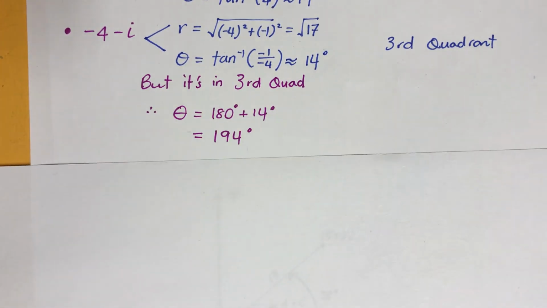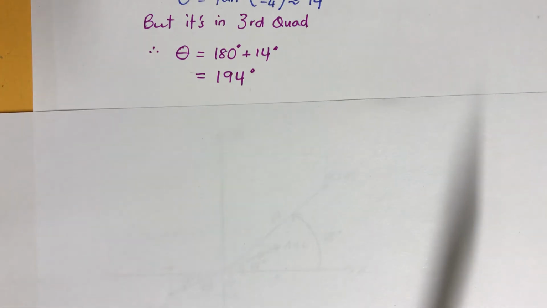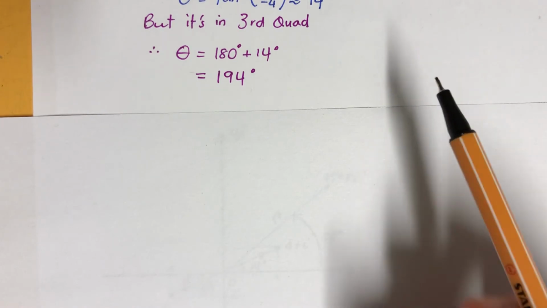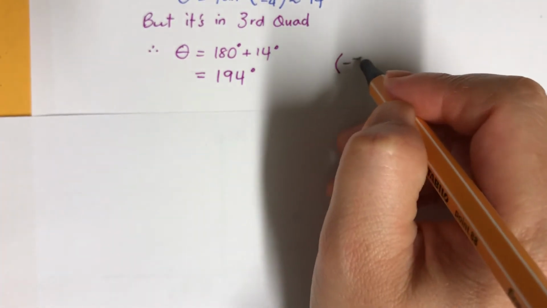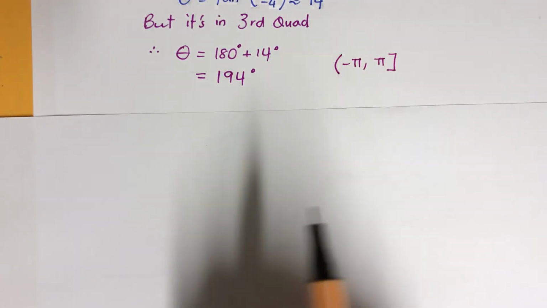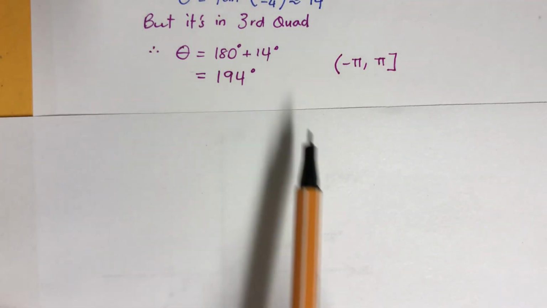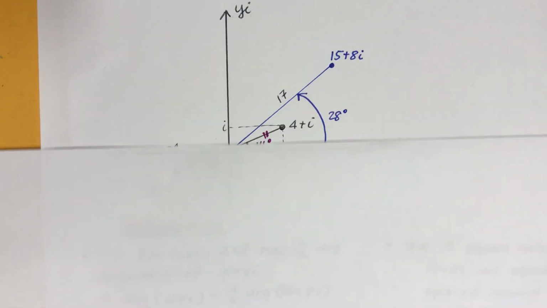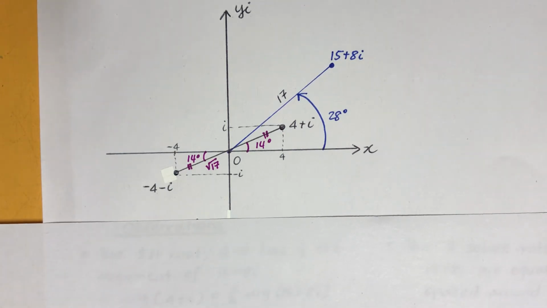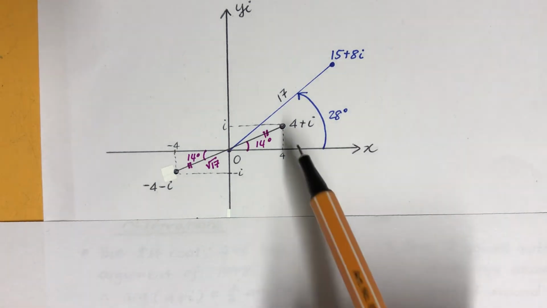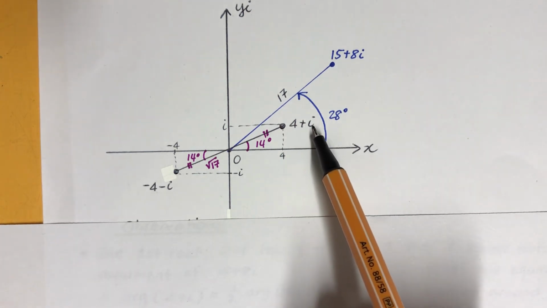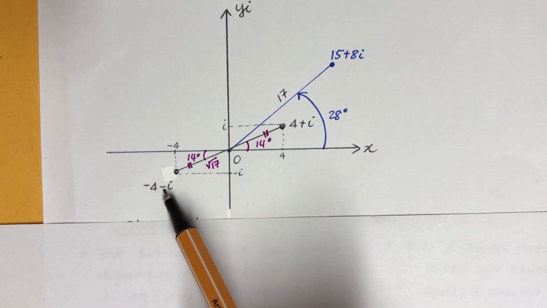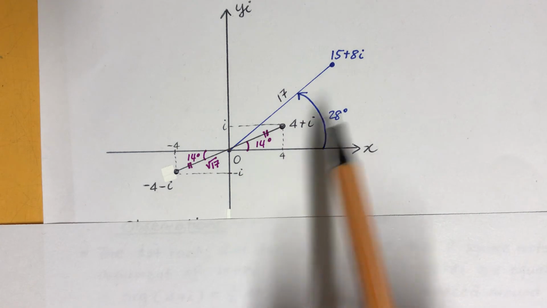So we need to change that into 194 because if you think about the principal argument, it's going from minus pi to pi. So we need to change that, and it's in the third quadrant. And if I do sketch this, something like this. So my first root is 4 plus i, which is 4 and 1. And then the second root was minus 4 minus i, which is minus 4 and minus 1.